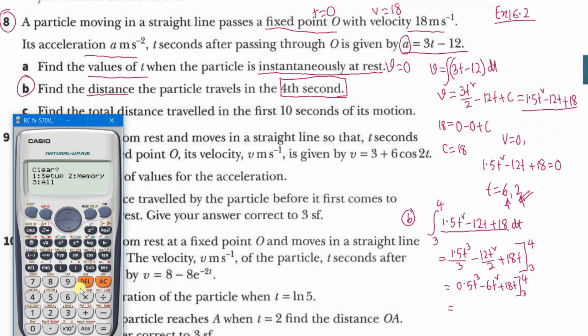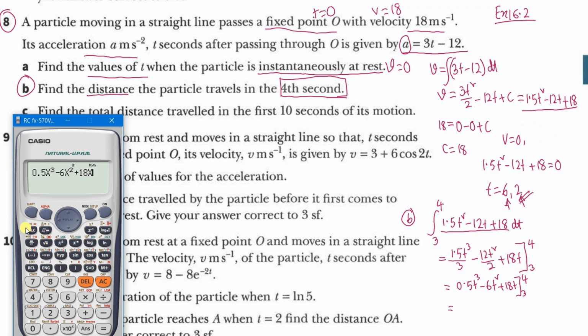We have to write our equation first. Let me clear the calculator first. Okay, so instead of t we can use x: 0.5x cubed, then minus 6x squared, then the last one is plus 18x. That is our expression. Now we are going to put the values here.